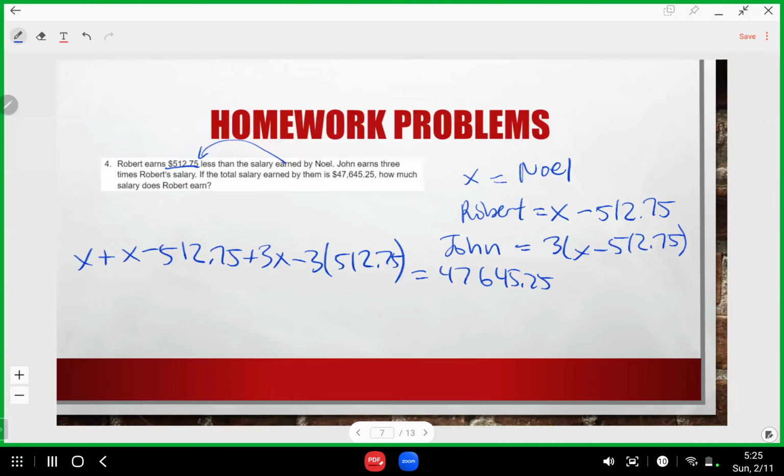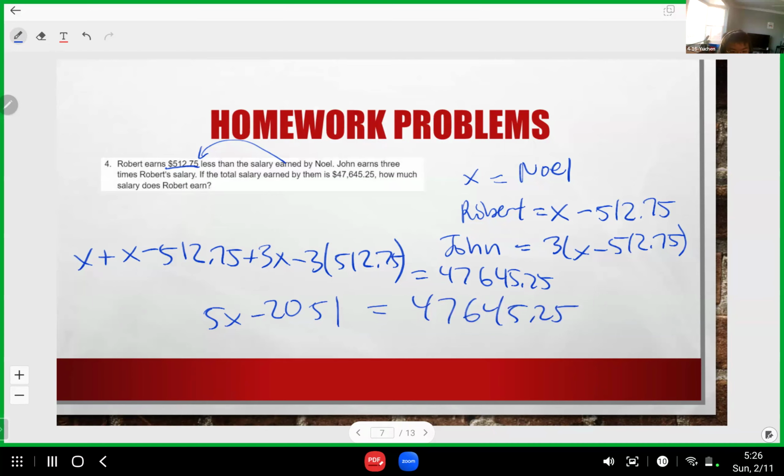Now we can use our calculator to try and find what these numbers are. We know we have 5x here. This is just minus 4 times 512.75. So this is equal to minus 2051, which is equal to 47,645.25. Okay, 47,645.25 plus 2051, divided by 5. X is equal to about $9,939.25. Now that's the salary.